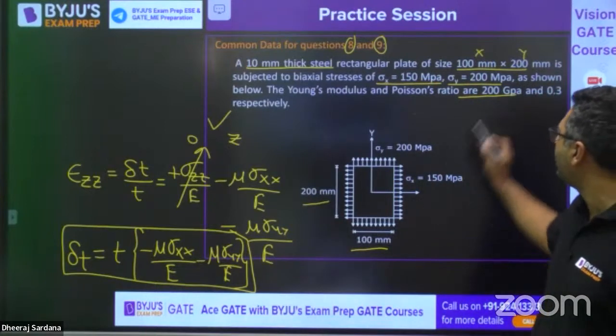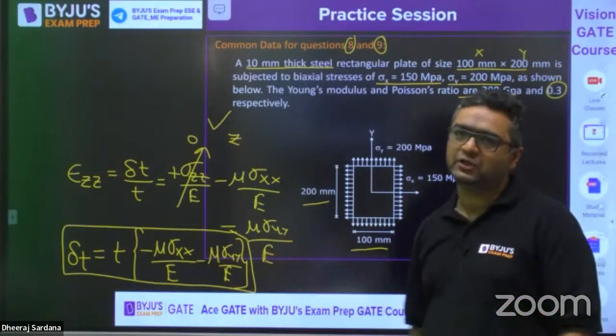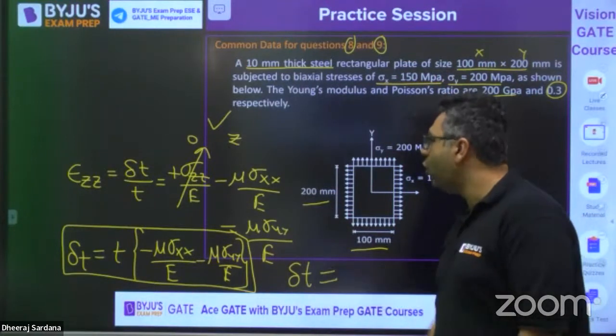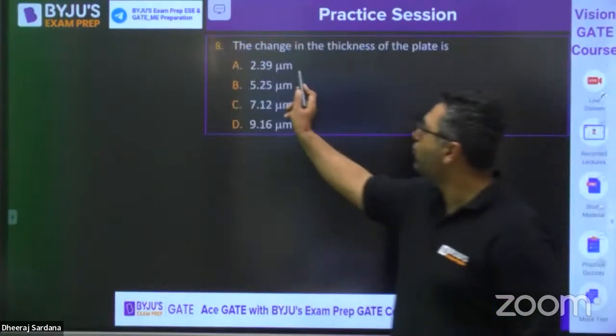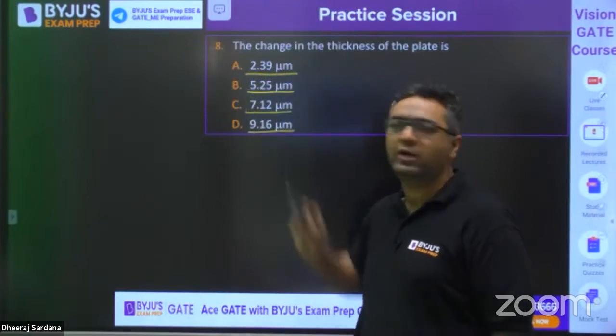I want an answer from all of you. Poisson ratio is 0.3. You just need to put the value and get the answer. You need to find out the change of thickness. The options available are 2.39 microns, 5.25, 7.12 and 9.16.